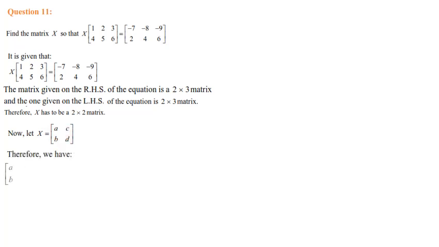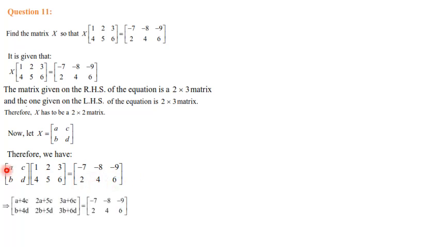Then just substitute it in the matrix equation. X can be replaced with our assumption, that is [A, B; C, D] into matrix [1 2 3; 4 5 6] equal to [-7 -8 -9; 2 4 6]. Go for the calculation part.